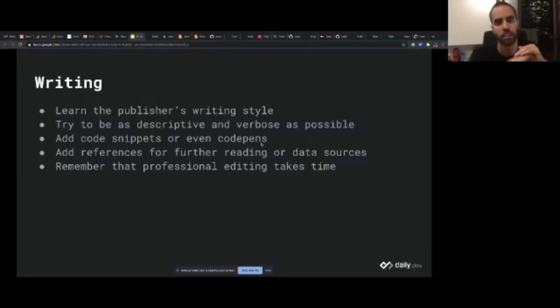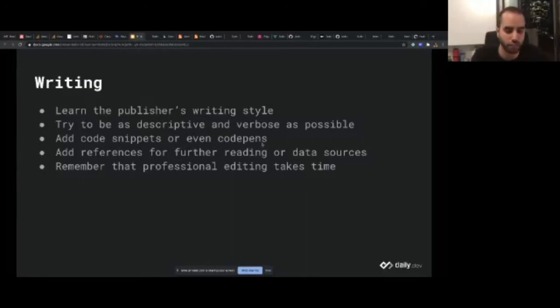Otherwise, you might get a lot of feedback from the reviewer who might say, okay, please fix this and add more description here, and here you didn't explain it enough. So try to be as descriptive as possible. If it's relevant for your article, please add code snippets or even working examples, like using CodePen or using Glitch, whatever. But it's very important for readers to be able to try out what you are saying.